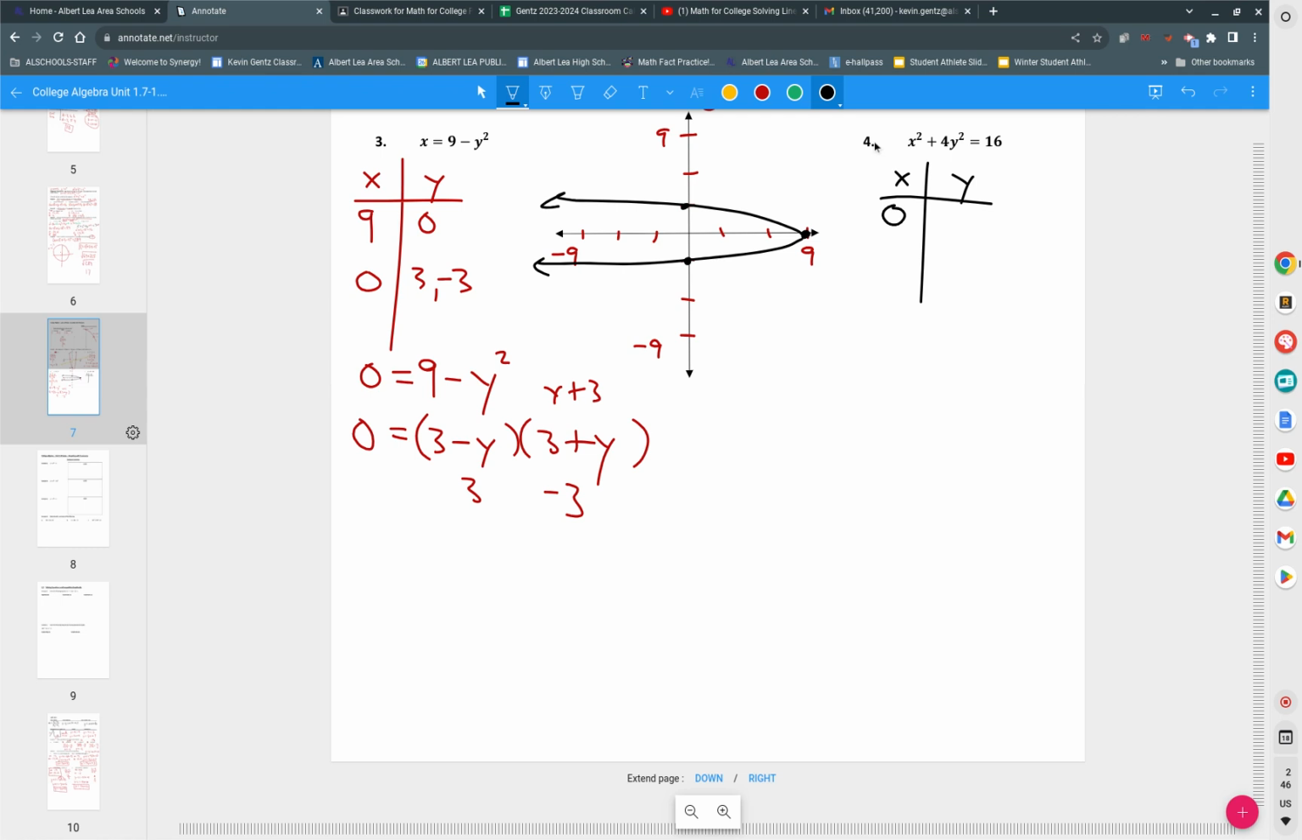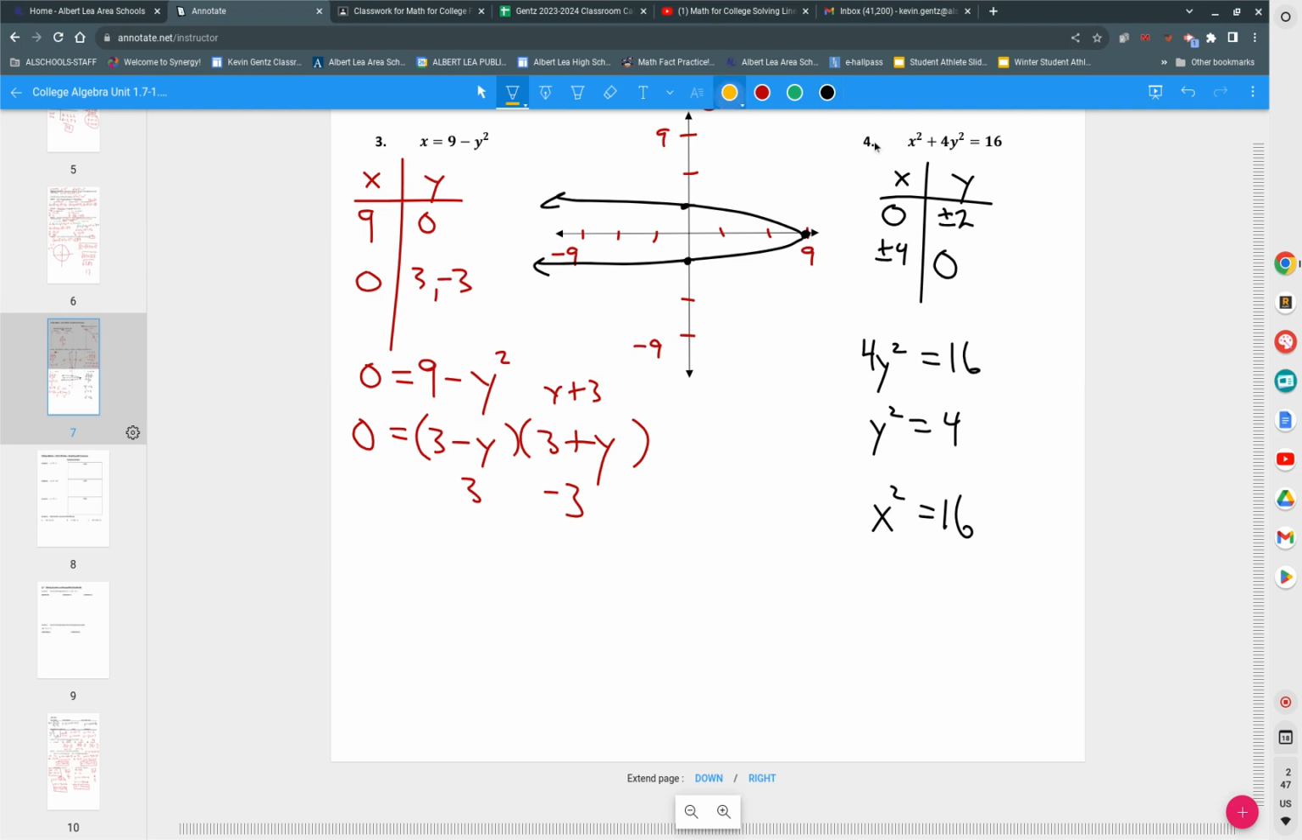We'll plug in 0 for x, we'll plug in 0 for y, and see what we get. As you plug in 0 for x, you get 4y squared is equal to 16. As we divide by 4, we get y squared is equal to 4. So therefore, y is plus or minus 2. Go ahead and plug in 0 for y, you get x squared is 16. So x is plus or minus 4. So you have 4 total intercepts in that situation.